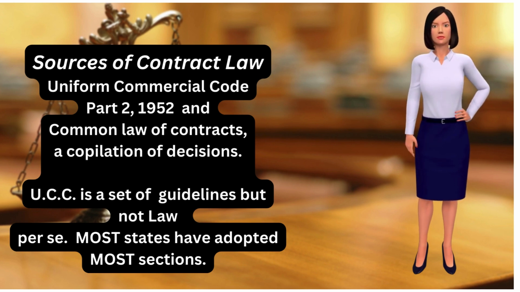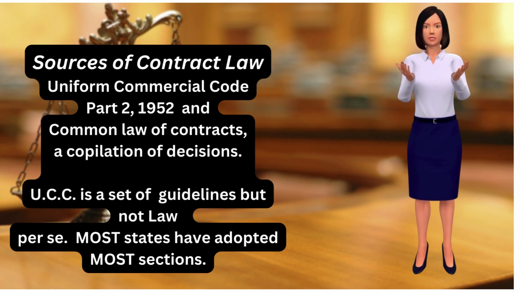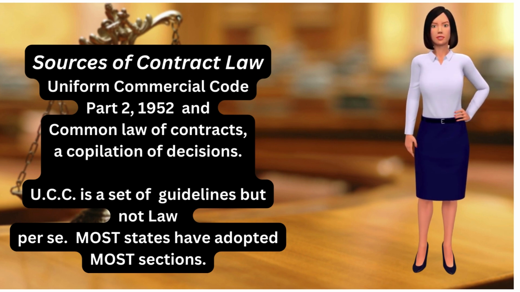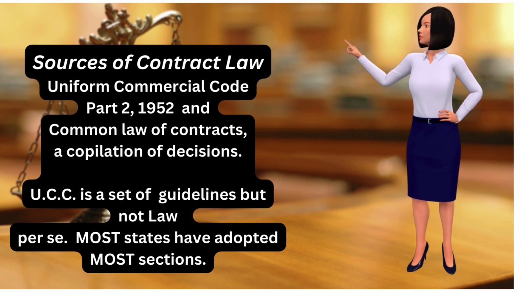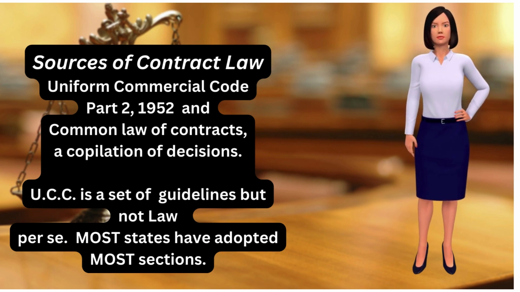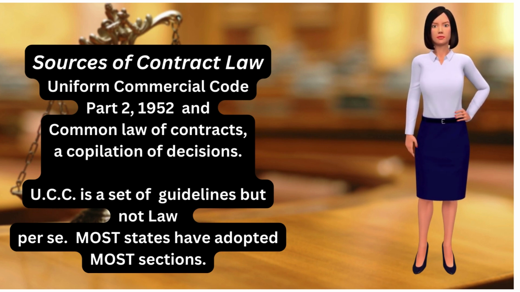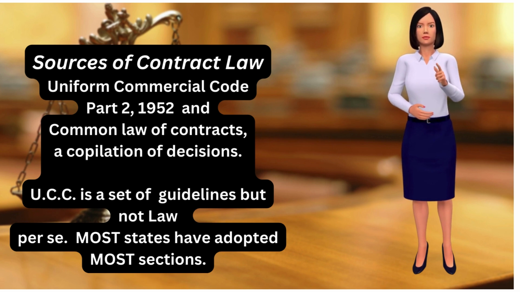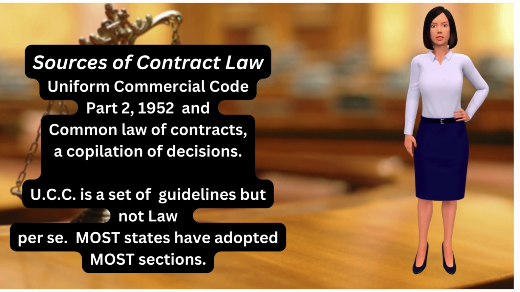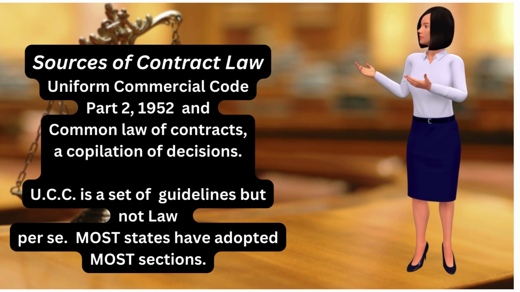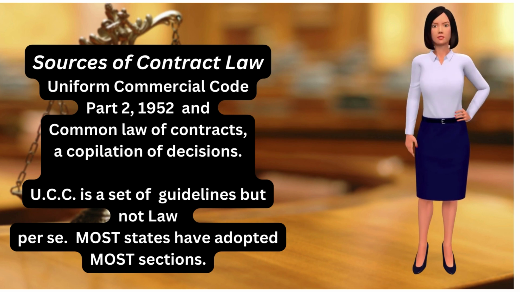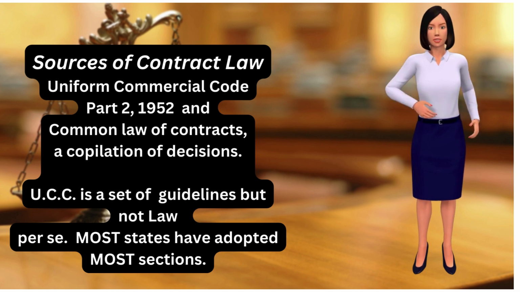The code is divided into 9 articles, which cover: 1. General provisions. 2. Sales and leases. 3. Negotiable instruments. 4. Bank deposits, collections, and fund transfers. 5. Letters of credit. 6. Bulk transfers and bulk sales. 7. Warehouse receipts, bills of lading, and other documents of title. 8. Investment securities, and 9. Secured transactions. The most important contract law in the UCC is Article 2, which covers sales and leases.